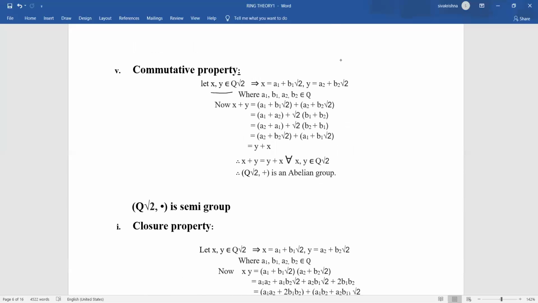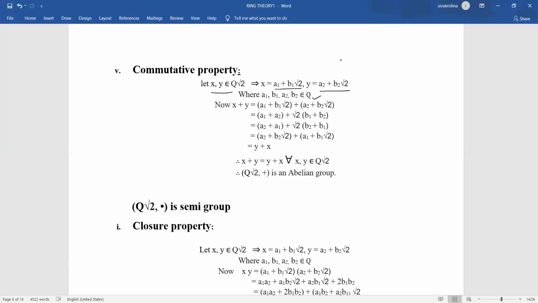Once again, I am writing x is equal to a1 plus b1 root 2 and y is equal to a2 plus b2 root 2. So don't forget that every element in our set is of the form a plus b root 2, where a1, a2, b1, b2 are rational numbers.